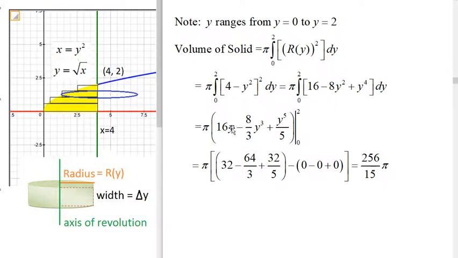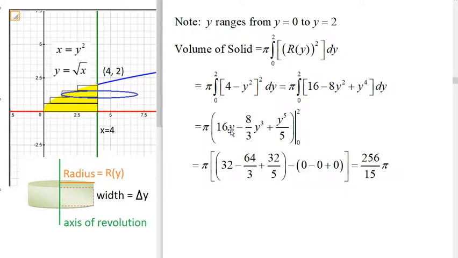Antiderivative for 16 is 16 times y. Antiderivative for y squared is y to the 3rd divided by 3. And we have an 8 here, so it's 8/3. And then antiderivative for y to the 4th is y to the 5th divided by 5. Evaluating from 0 to 2.